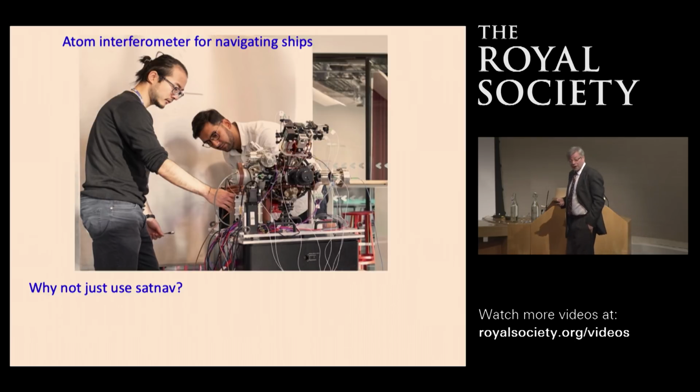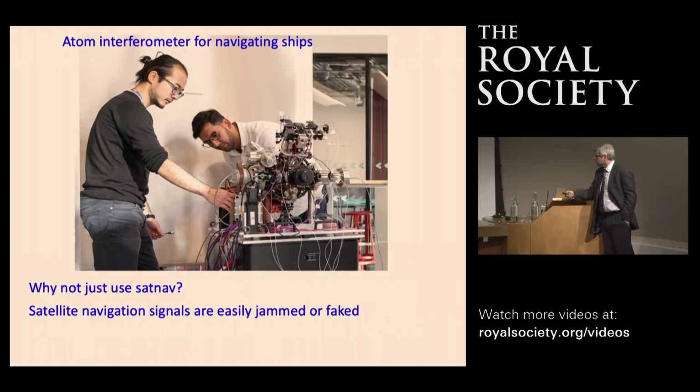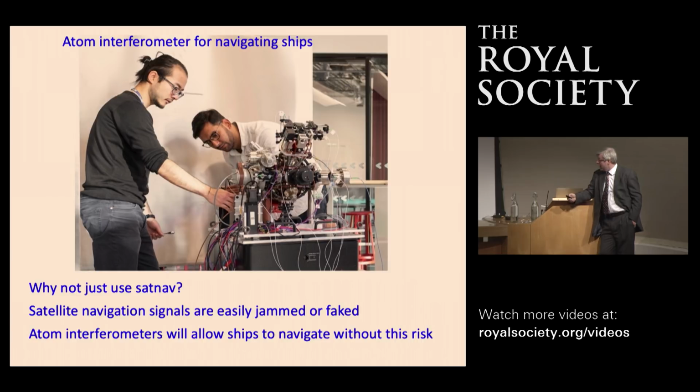A perfectly reasonable question for you to ask is, why not just use sat-nav? And the answer is satellite signals are very easily jammed or faked. So somebody who wants to steal your cargo can actually hijack your ship by fooling the sat-nav. So it's very good to have a way of navigating without this risk, and atom interferometers will allow that.